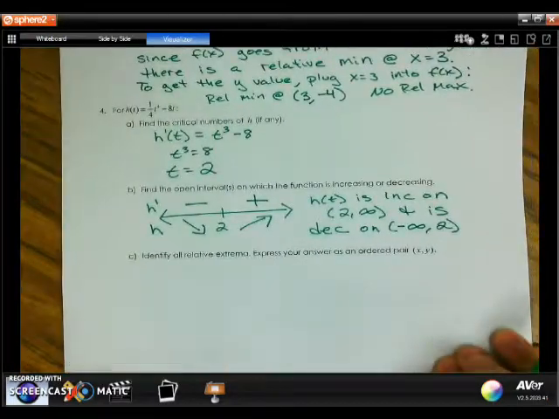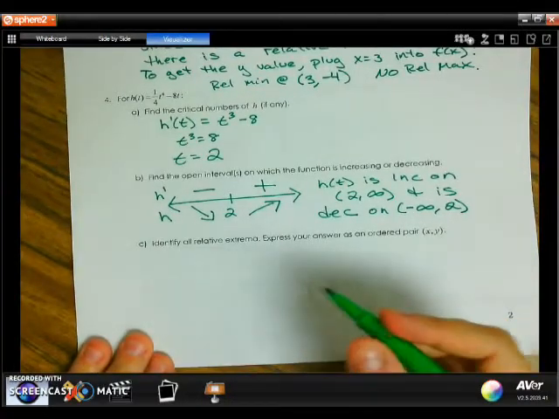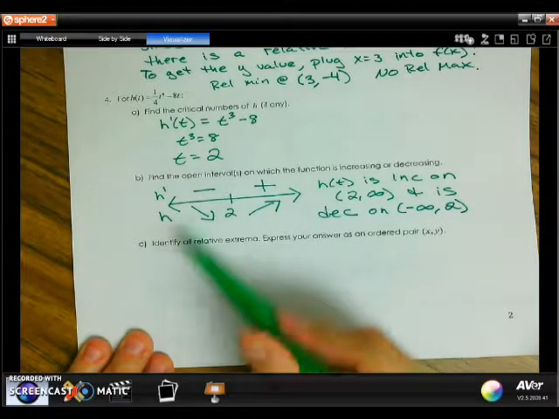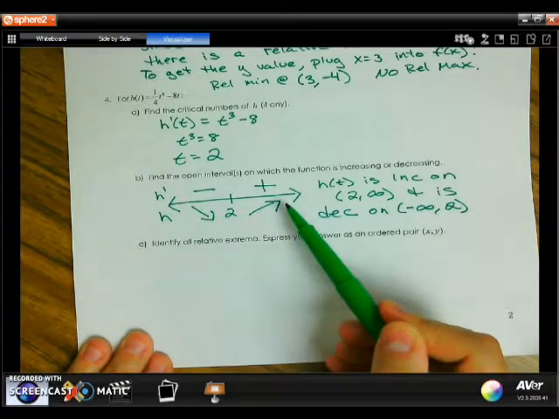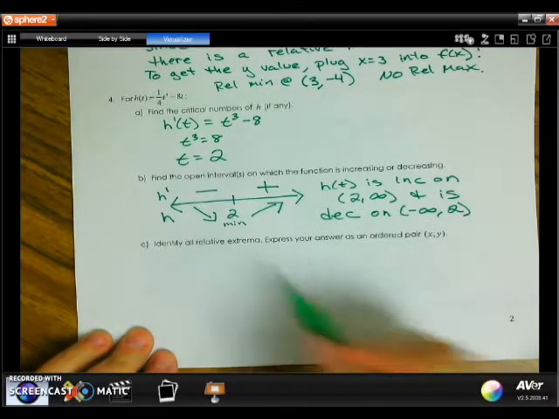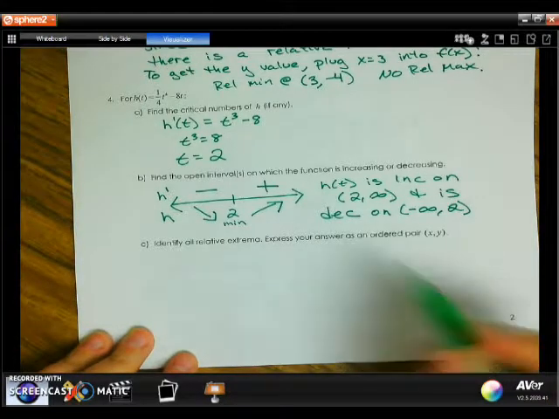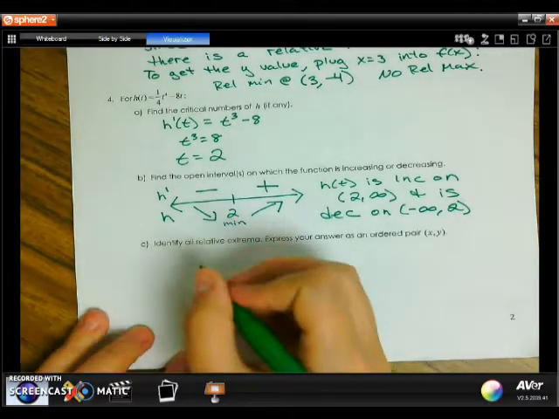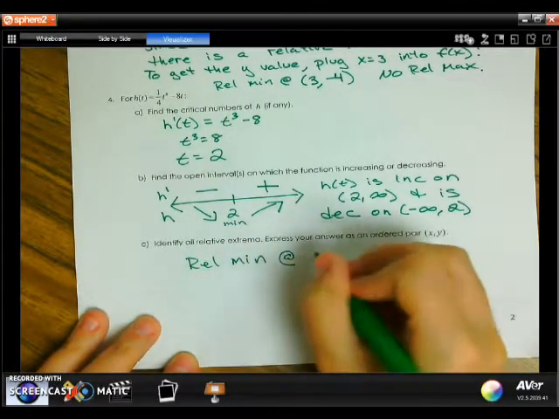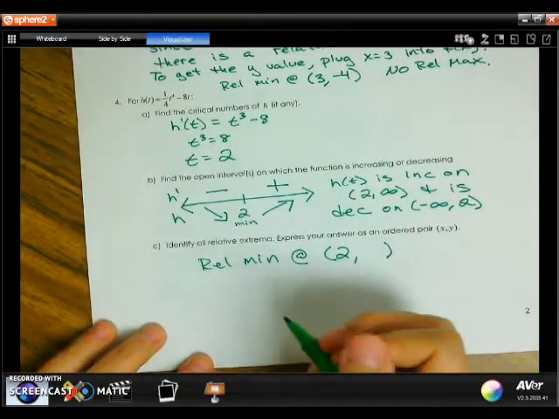To find all the extrema, express your answer as an ordered pair. So this is just breaking up all the steps here. To find the extrema, that's finding a max or min. So looking at this sign chart, if you are decreasing and then increasing, that tells you that this 2 is a minimum. If you were increasing then decreasing, you'd get a max, but this one's a minimum. That's the only critical value I have, so express it as an ordered pair. So I need to say that there is a relative minimum at 2 comma, and it wants it as a point, so that means I need to get that other value. Well, how do you get that?